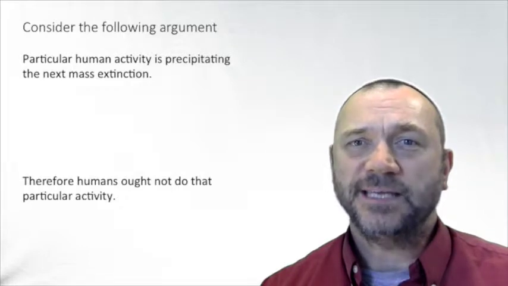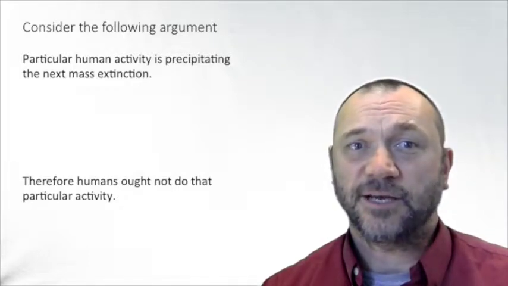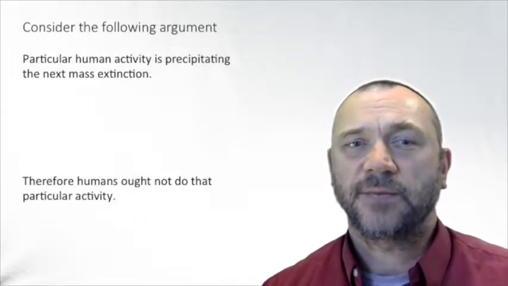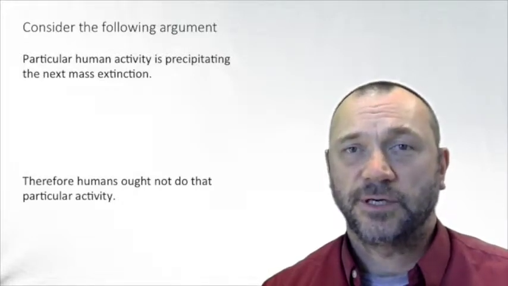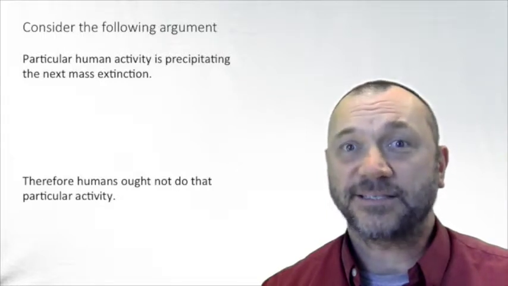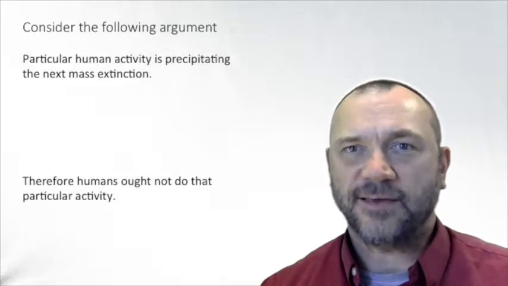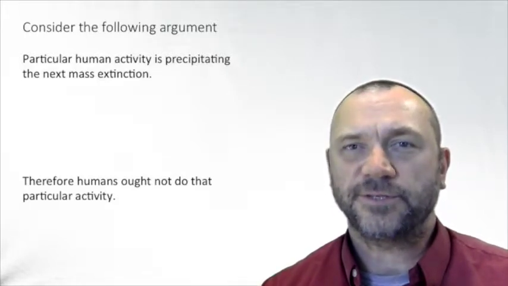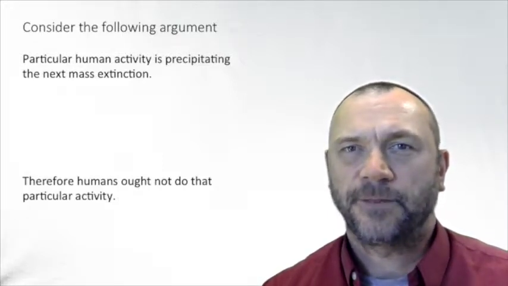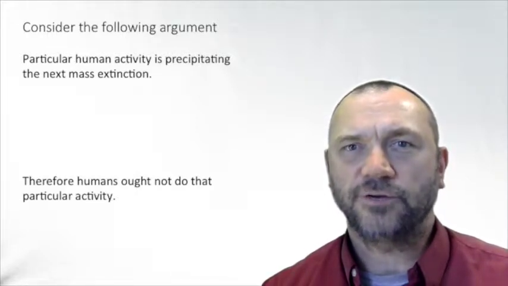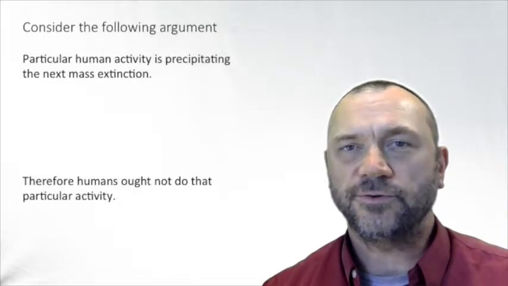If we did believe the premise, particular human activity is precipitating the next mass extinction, then ought we believe the conclusion? Now, let's set aside whether the premise is true. We'll be considering that in other parts of this unit, and that's not my area of expertise. But for argument's sake, for the purpose of this lecture, let's assume that the premise is true, that particular human activity is precipitating the next mass extinction. Are we rationally obliged to believe the conclusion? Therefore, humans ought not do that particular activity.